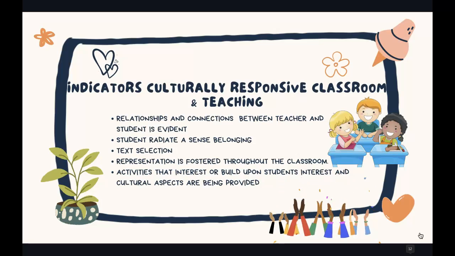Again, the next bullet is representation is fostered throughout the classroom. This is important, and this is indicated through the visuals that you offer throughout the classroom. Are there posters, pictures of different students' backgrounds being represented in your classroom? And last but not least, the activities that you incorporate into your lessons and your curriculum are really important and are a huge indicator because they will show if students are interested and if they are able to find meaning in the content or in the lessons that you're offering.